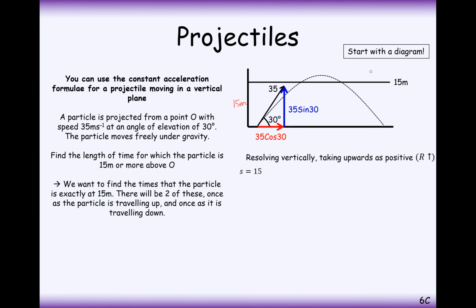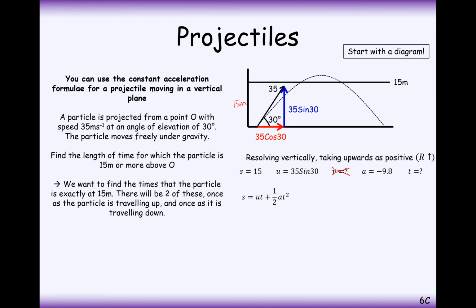So doing SUVAT for the vertical component here, we want to travel 15 meters upwards. Initial speed upwards is 35 sin 30. Final speed downwards we're not interested in. Acceleration is going to be downwards, so we want minus 9.8 there. And we want to find the time at which it is exactly equal to 15 here. So we're going to hopefully get two values for t, and we'll get a quadratic in terms of t.